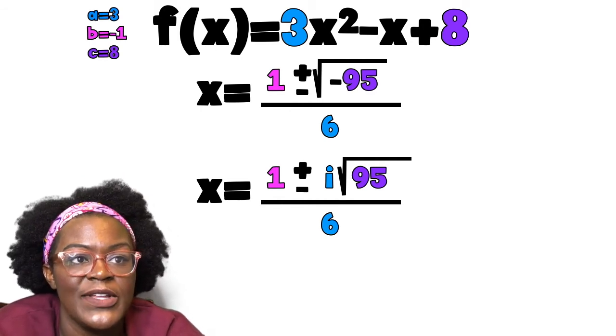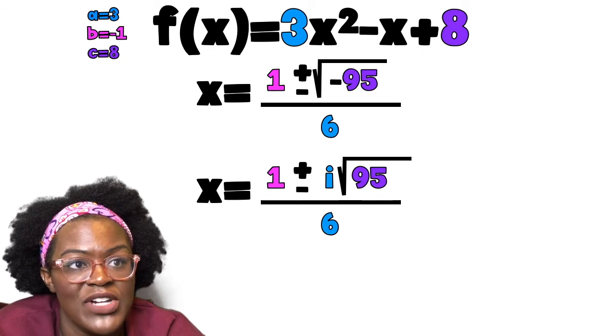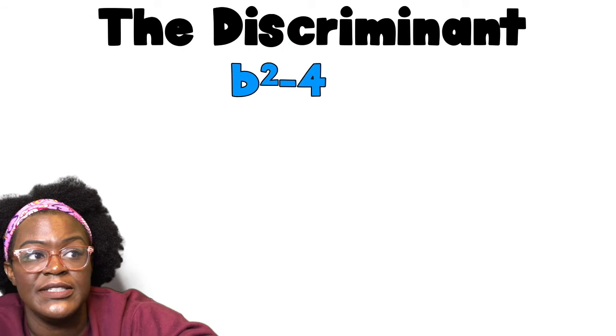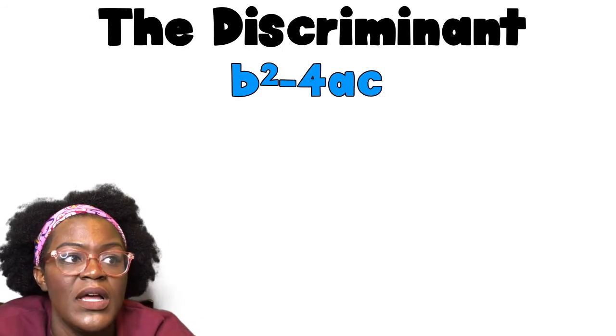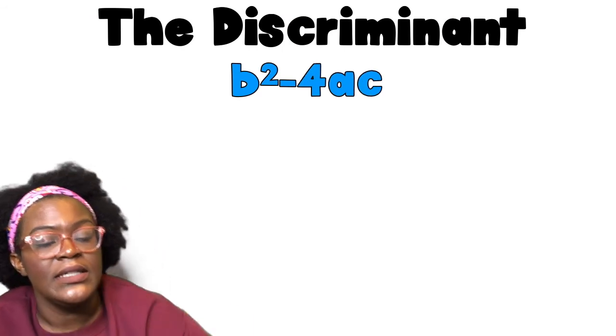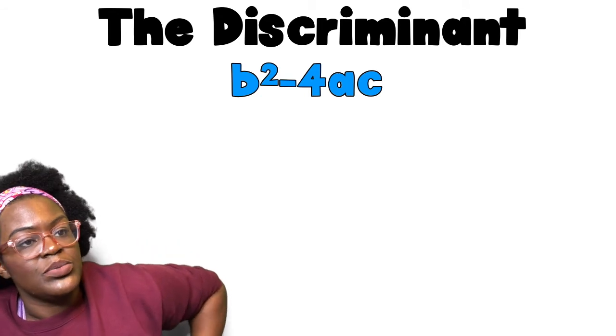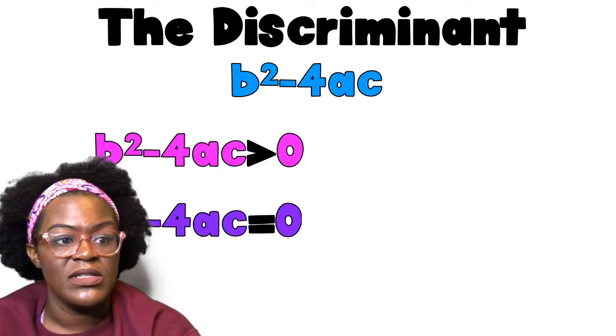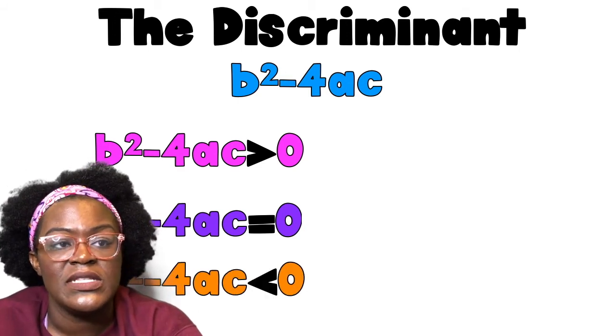Pay attention. So we're going to talk about the discriminant. So the discriminant of a quadratic is the number that's under the radical. So it's just the b squared minus 4ac. B squared minus 4ac. If b squared minus 4ac is greater than 0, if it is equal to 0, or if it is less than 0, it means certain things.